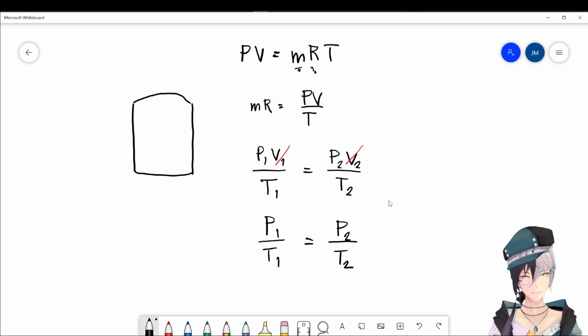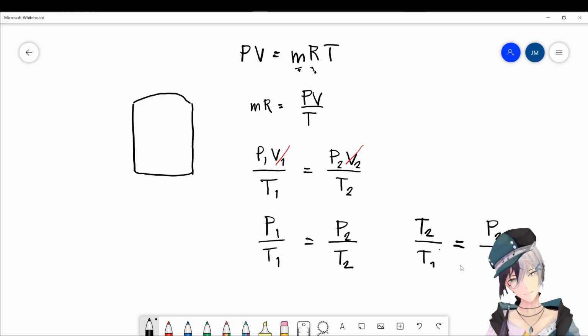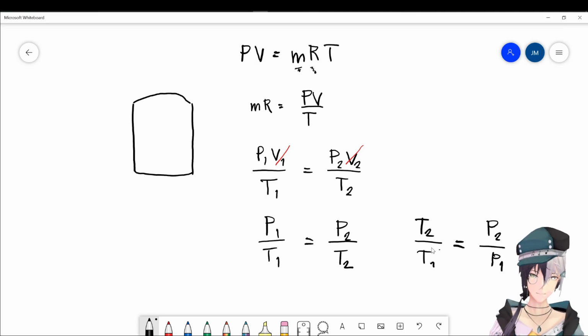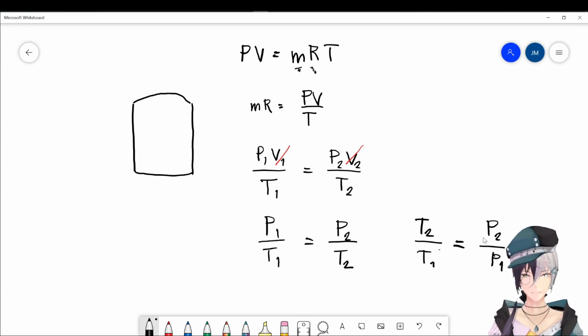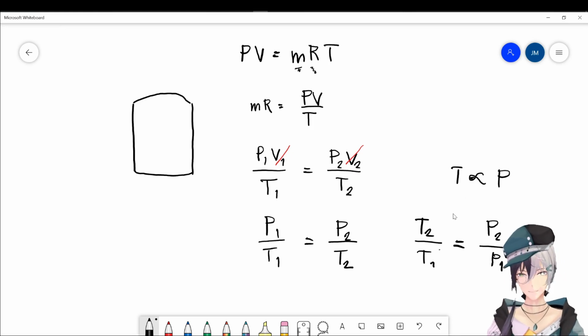Rearranging this one, T2 over T1 is P2 over P1. So we can see that temperature is directly proportional to pressure, or pressure is directly proportional to temperature. They're just the same.